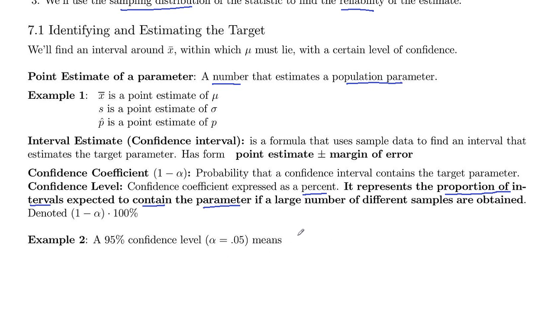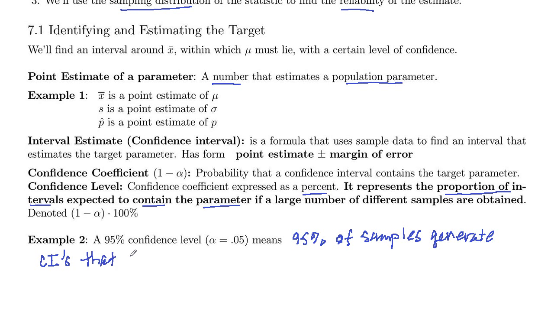What that means is that 95% of samples generate confidence intervals or interval estimates that contain the population parameter, whatever that may be.